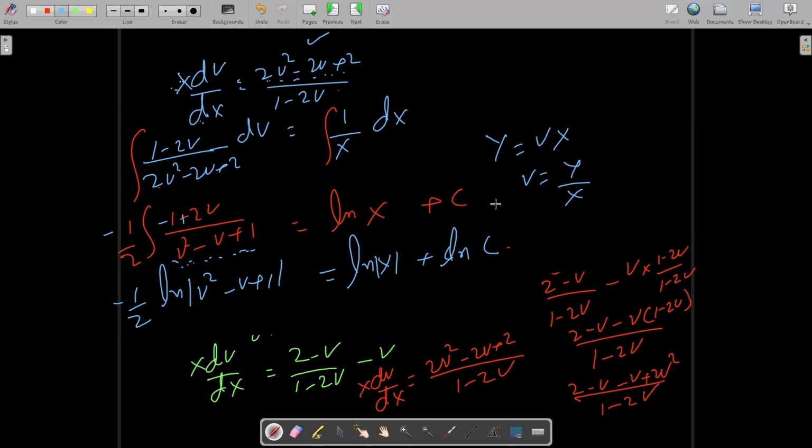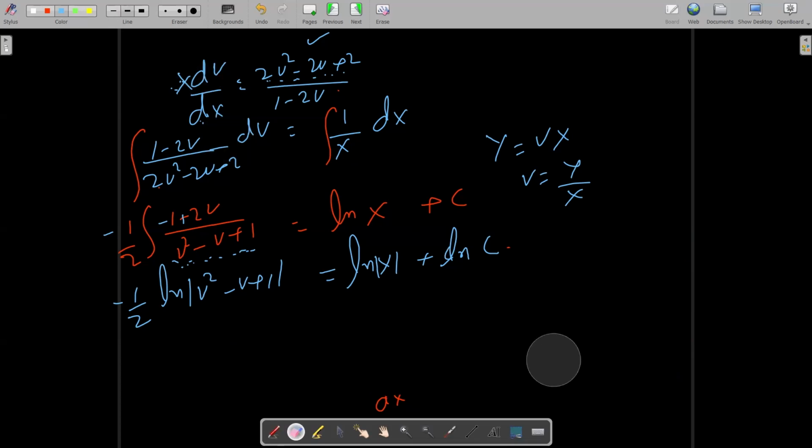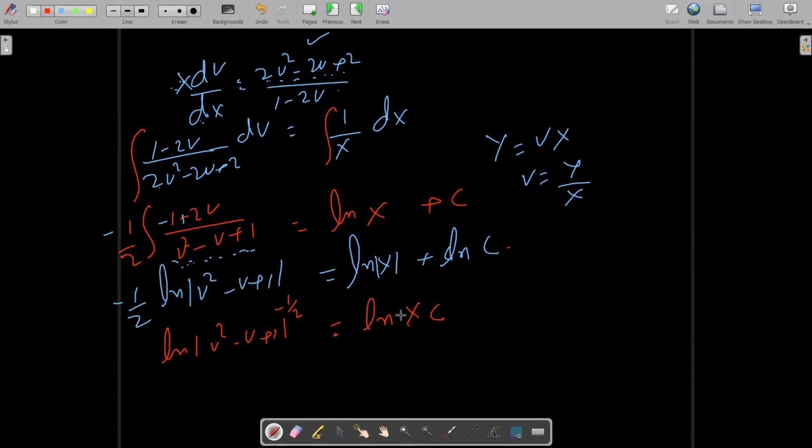How can we simplify somehow? Like this is ln x plus ln c, right? How can we simplify? First of all, let's do the simplification. Right. ln of x plus c. Look, ln of v squared minus v plus 1. You can write this negative half on the top by using the logarithmic property. Equals, you can write, let's say ln cx, right? Or xc. Yeah. Using the logarithmic property: ln a plus ln b is ln a times b.